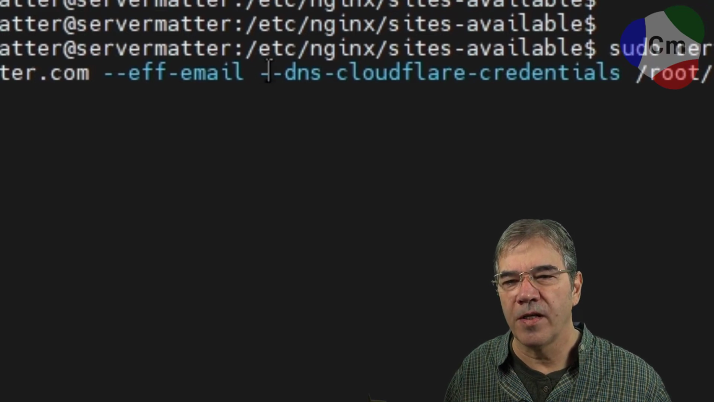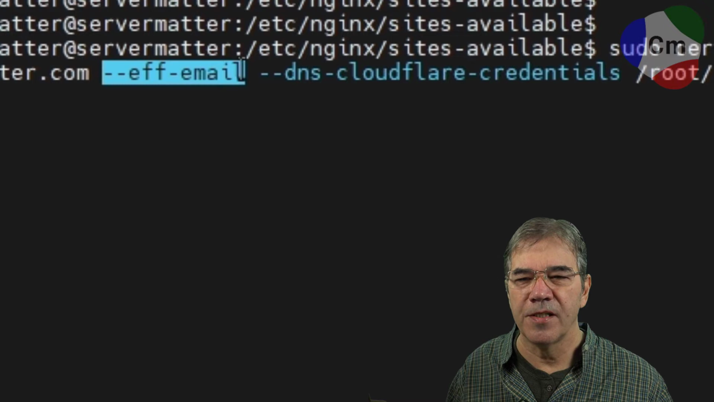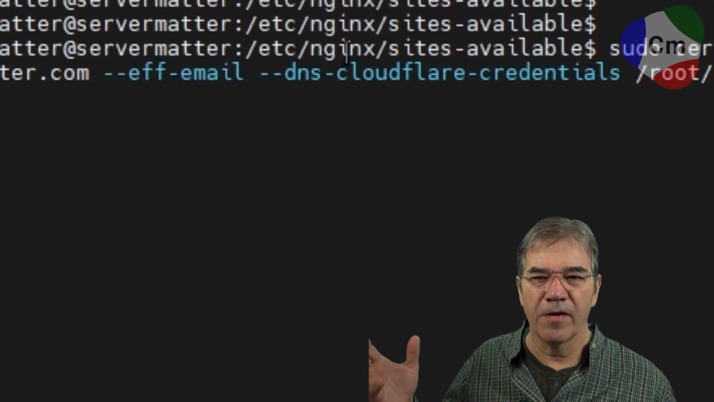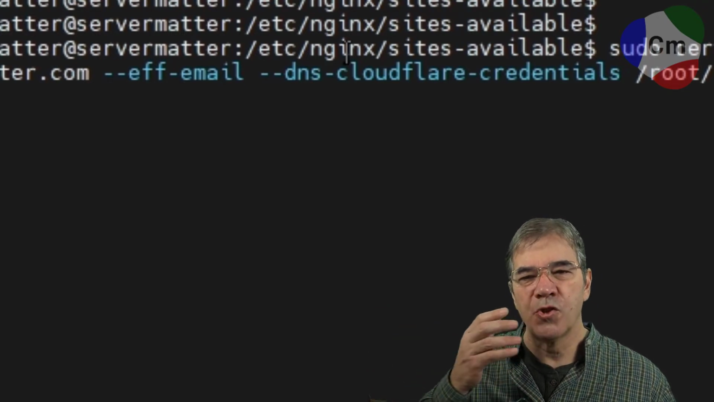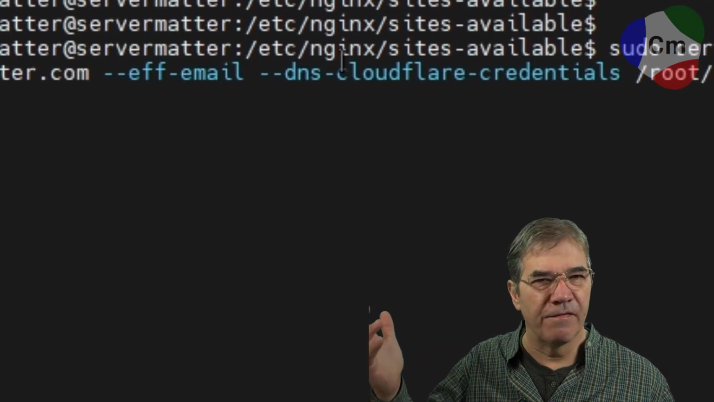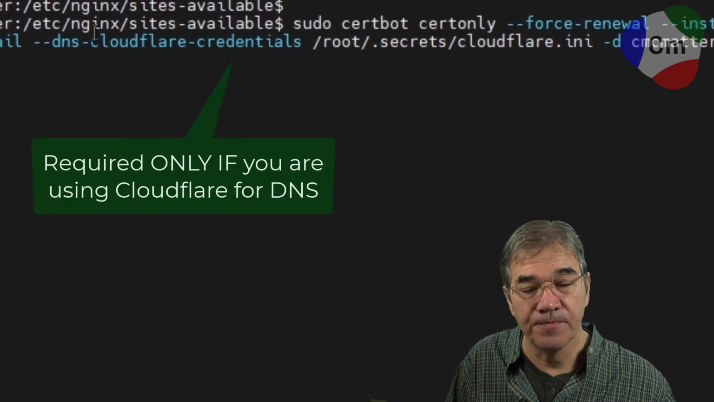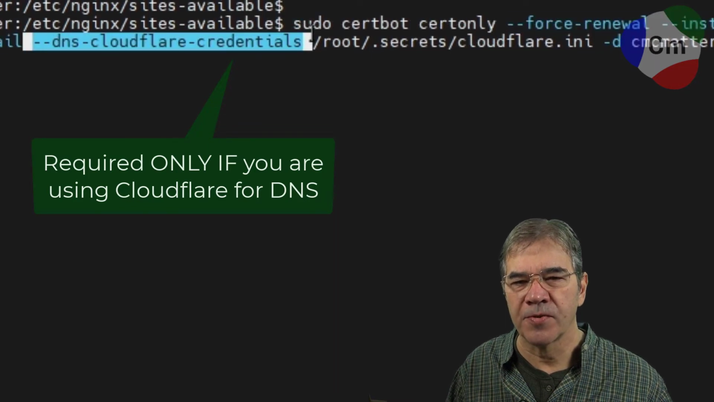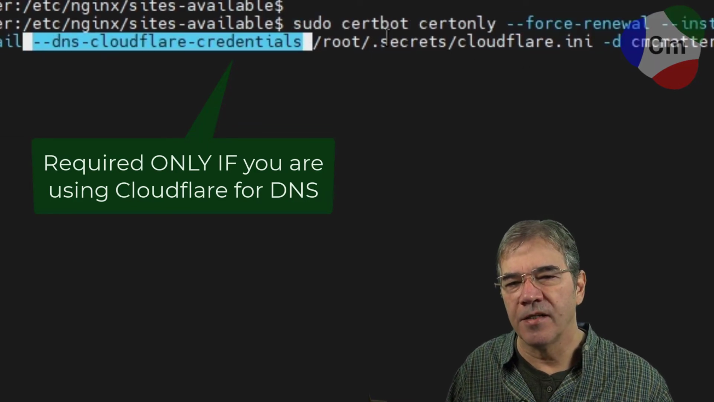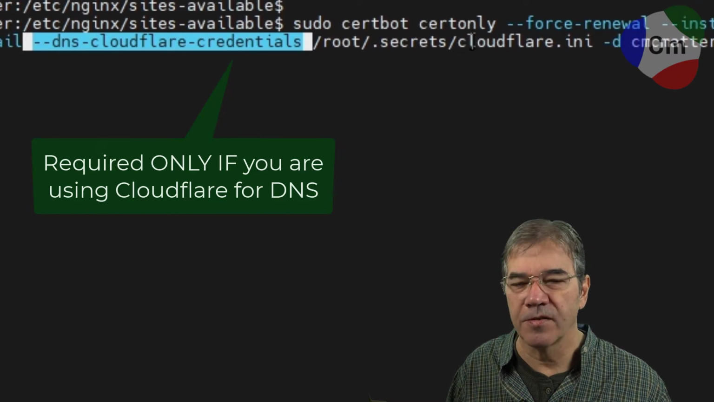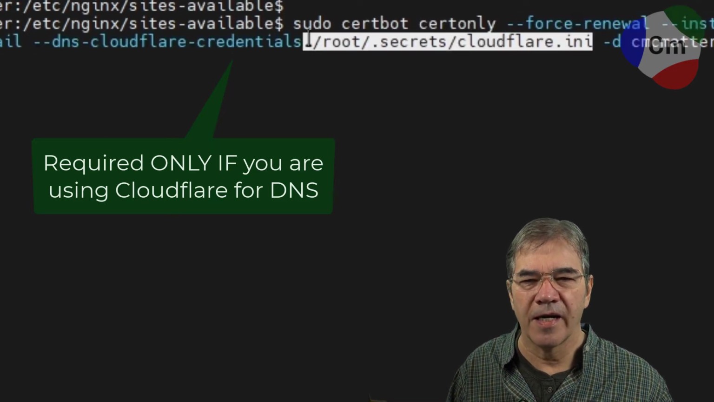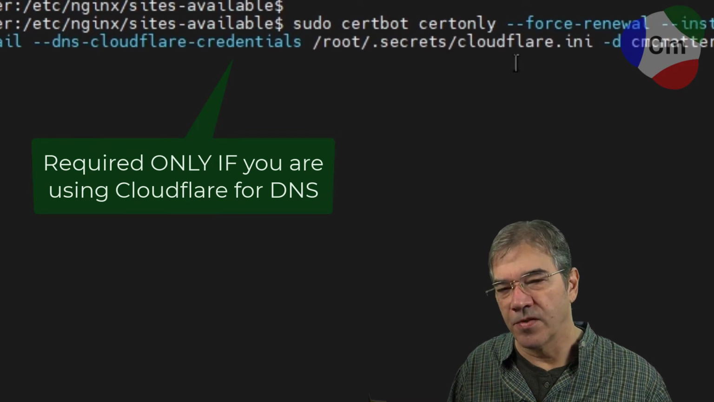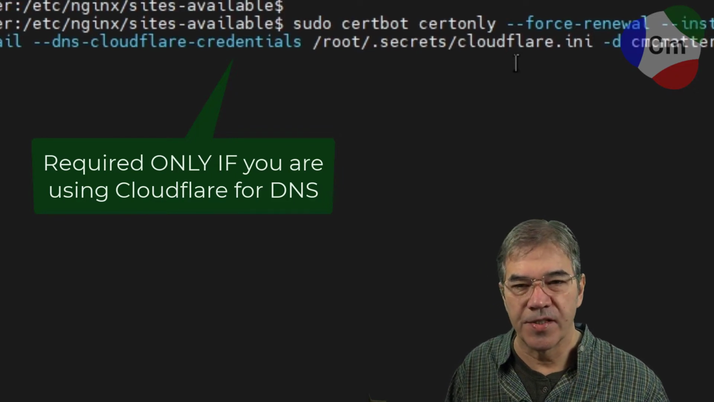We make a note here, EFF mail is an indicator that we allow the Certbot authority, which is EFF something or other, to email us if they feel it's important for one reason or another. That's optional. You can leave that out. DNS Cloudflare credentials, I'm keeping that in a secrets directory in this particular instance in the Cloudflare INI file. And that's where I would put my Cloudflare credentials. This video doesn't cover what that's about, but that's how that's done.